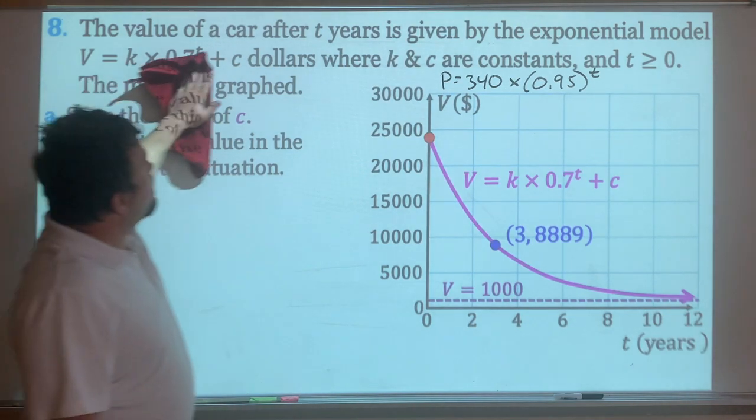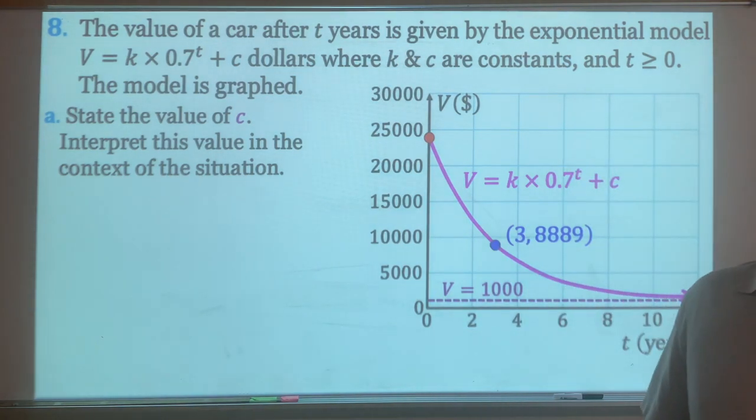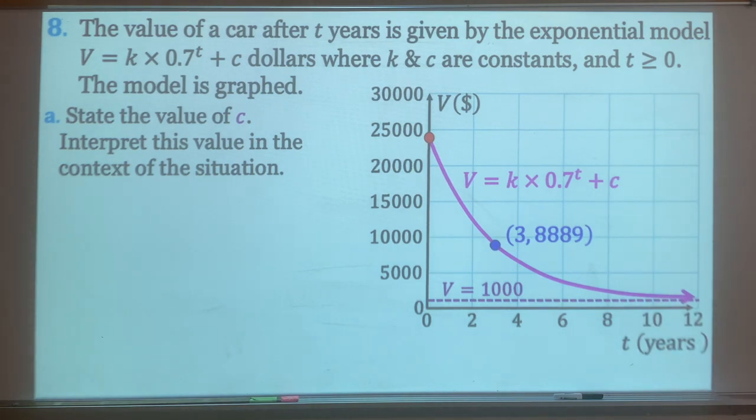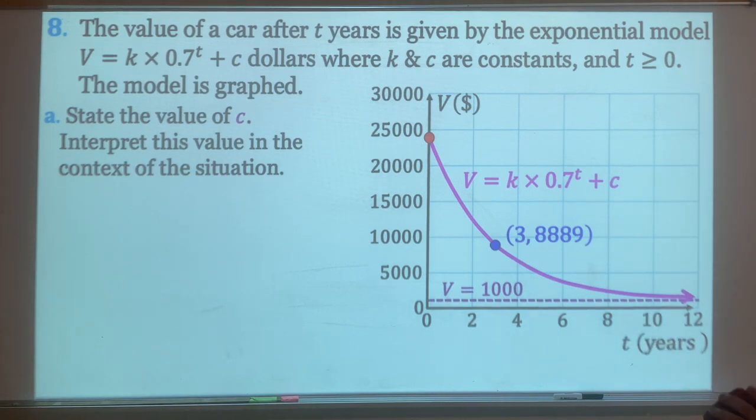Three more. The value of a car after T years is given by the exponential model V equals K times 0.7^T plus C dollars, where K and C are constants and T is greater than or equal to zero. The model is graphed right here. State the value of C and interpret the value based on the context of the situation. I can tell you what C is right away. That's pretty easy. But can you? You remember what C is? C is going to be your blank. Your blank, blank. Give you a hint.